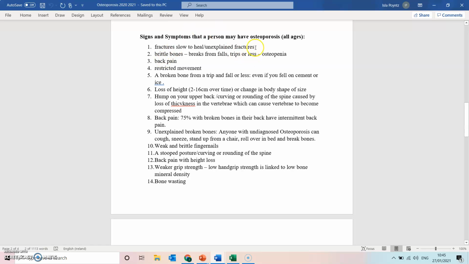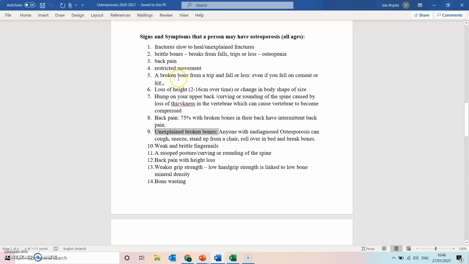So fractures slow to heal or an unexplained fracture, that would be an important sign or a symptom that I know I could have osteoporosis. Now you can actually put that along with this point, broken bones from trips or falls, and also unexplained broken bones. So you fall, you break a bone, but you don't know how it happened. So they can go together.